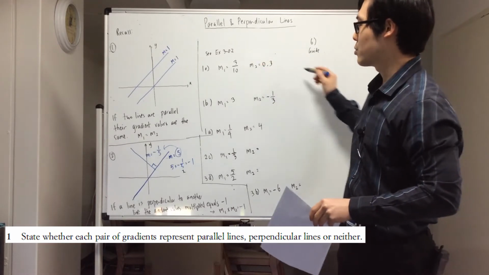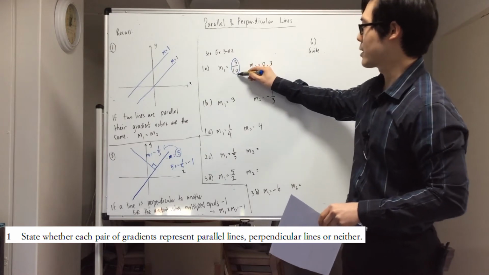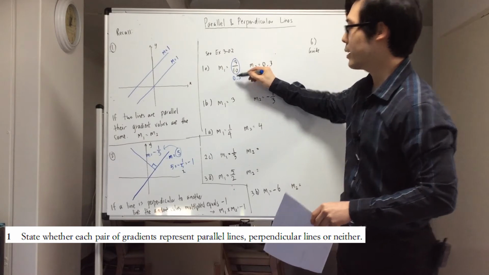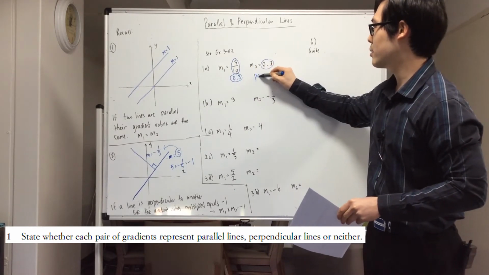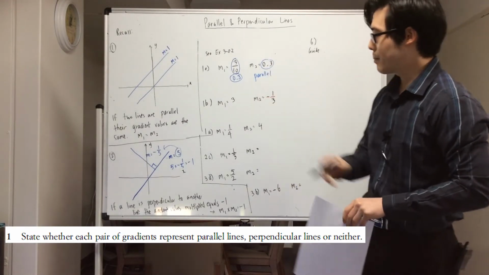So if you look at these two in question 1E, this as a decimal, let's change it to a decimal because this isn't decimal. If you put it in the calculator, it's also 0.3. So because these two have the same value, these two lines are parallel, okay?